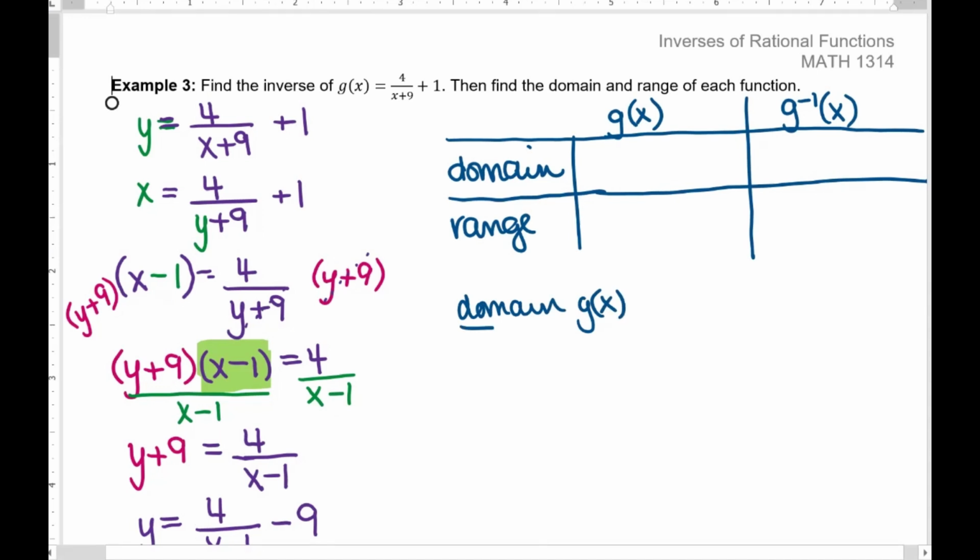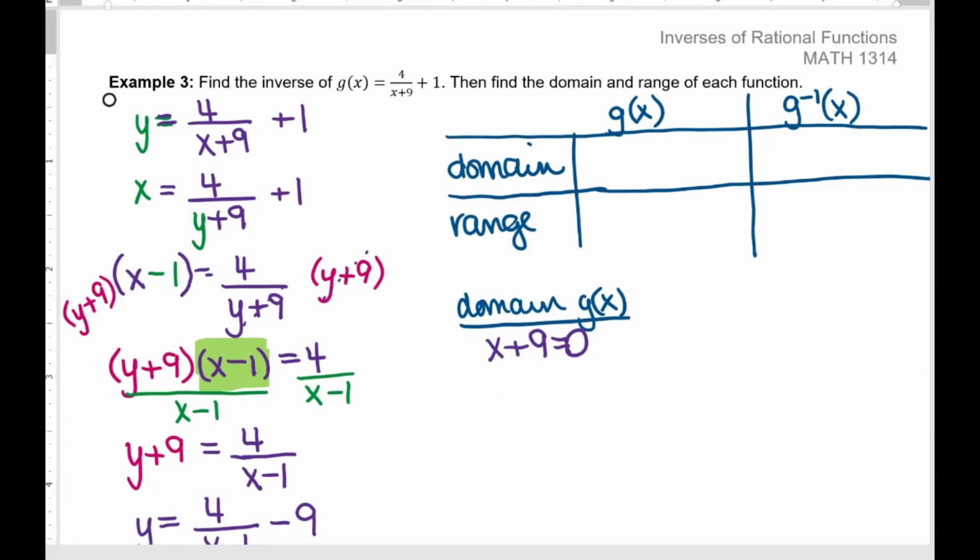Let's start by finding the domain of g of x. We're going to take the denominator, set it equal to 0 to find our restricted values. We're going to take the x plus 9, set it equal to 0. We don't have to worry about the plus 1 because it doesn't have a variable. We're concerned about that denominator because if it were to equal 0, we would get an undefined. If we solve this equation, we get x equal to negative 9, which we know is our restricted value.